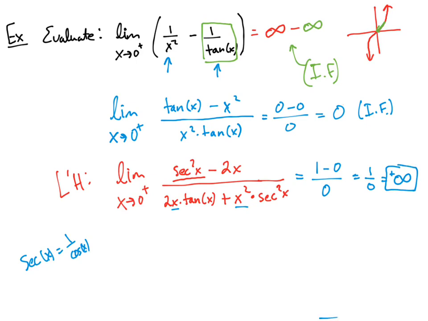Okay, so to summarize what we have, we're going to say as x goes to 0 from the right-hand side of our original function, 1 over x squared minus 1 over tangent of x, that limit is going to be positive infinity.